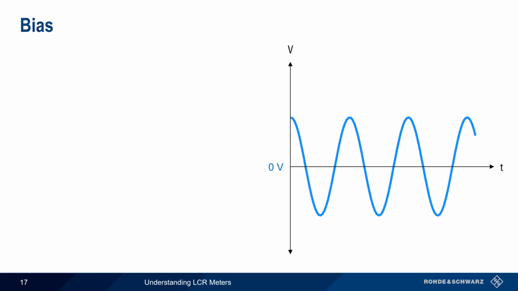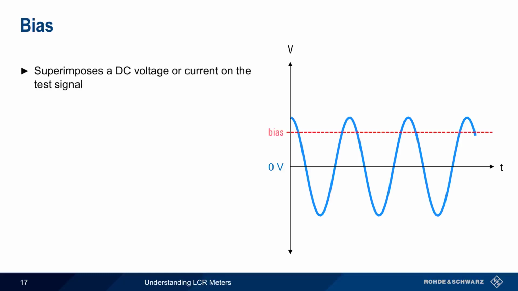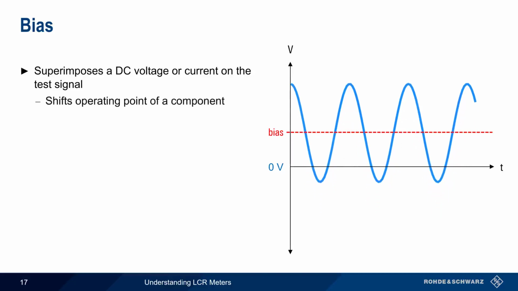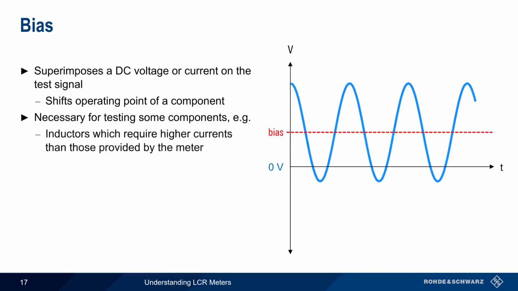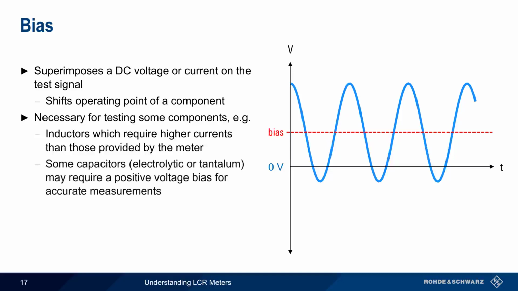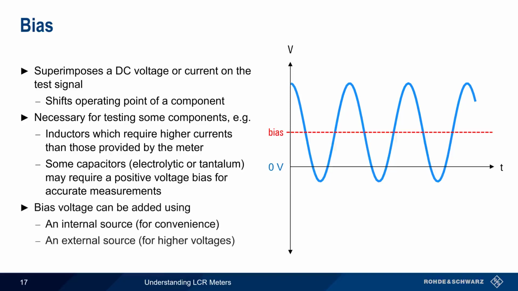Bias is another aspect of measurement level. Biasing superimposes a DC voltage or current on the test signal. This can be used to shift the operating point of some types of components when necessary for accurate measurements. For example, inductors may require a higher current than the test current provided by the meter. And some types of capacitors, such as electrolytic or tantalum, may require a positively biased voltage for accurate measurements. LCR meters therefore typically allow bias to be added in two ways, either using an internal bias source or by means of an external source in cases where higher bias voltages are required.